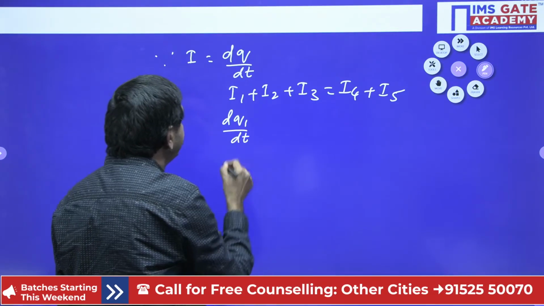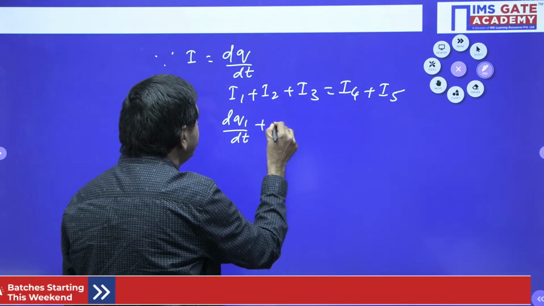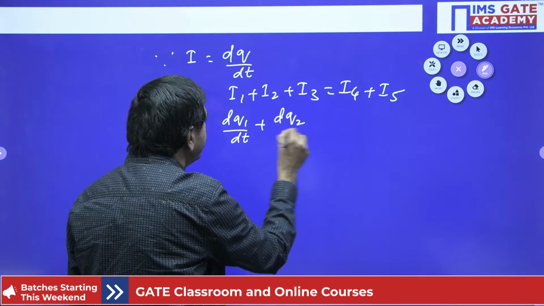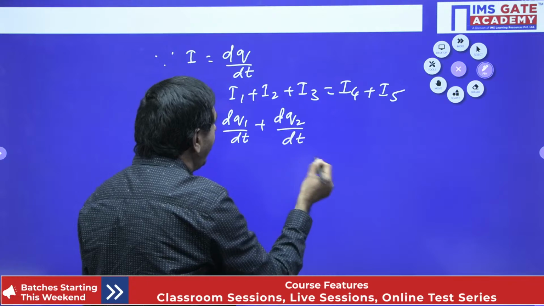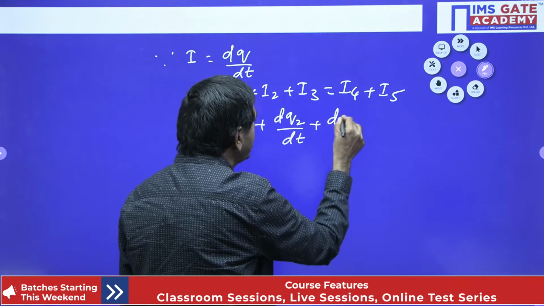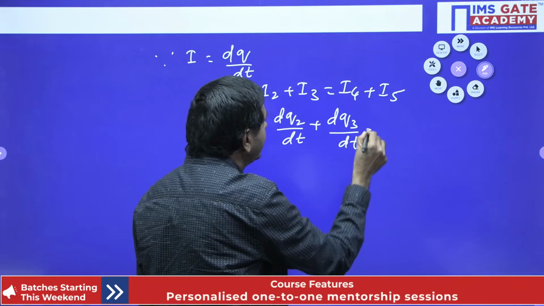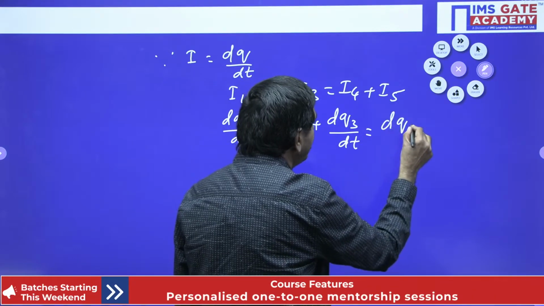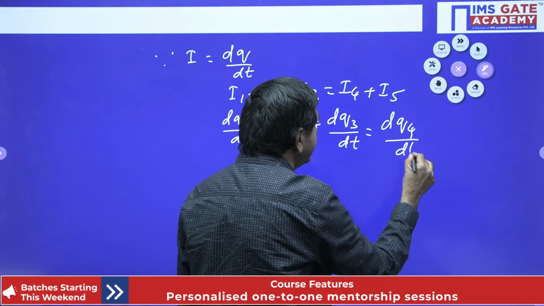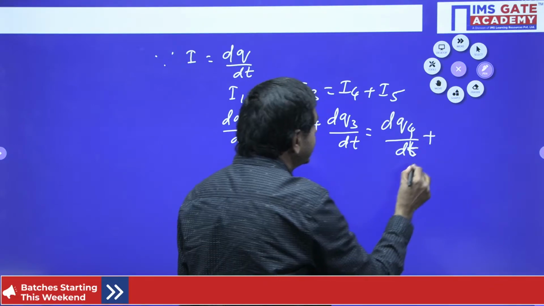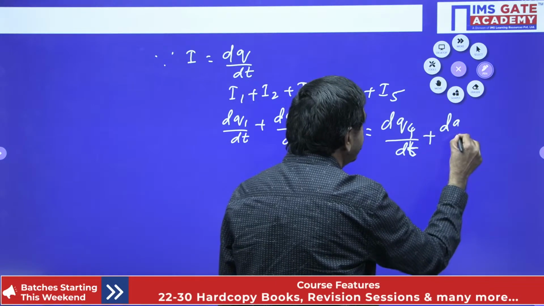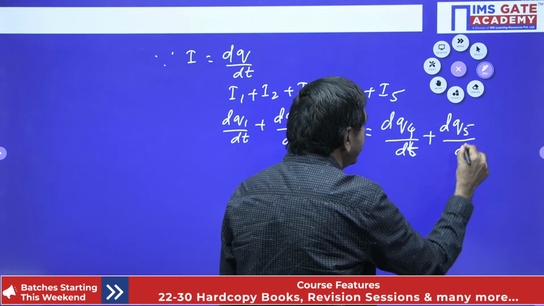dq1 by dt. I2 can be written as what? dq2 by dt we can write. I3 can be written as what now? dq3 by dt we can write here. I4 can be written as what? dq4 by dt I can write. I5 can be taken as what? dq5 by dt I can write here now.